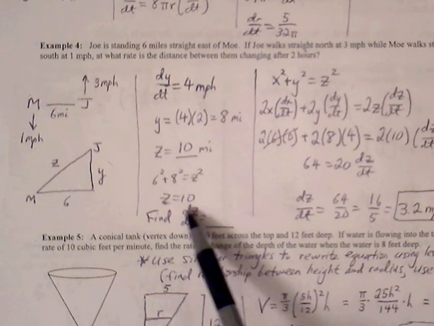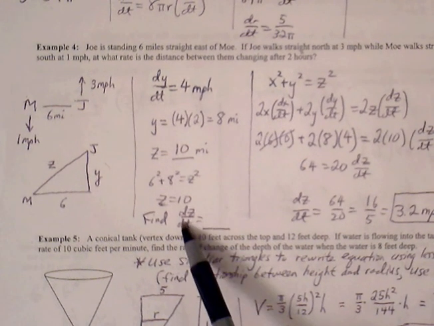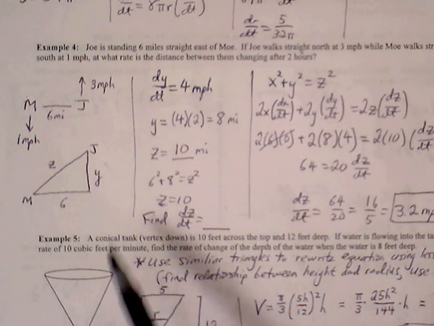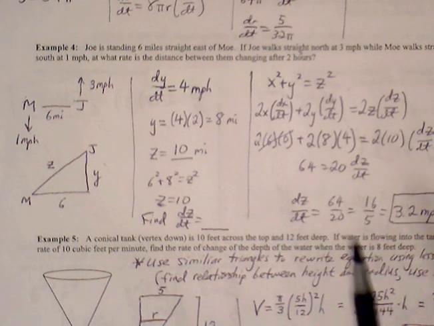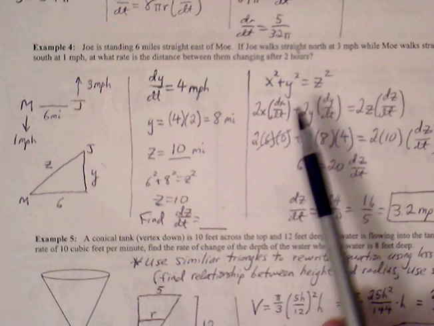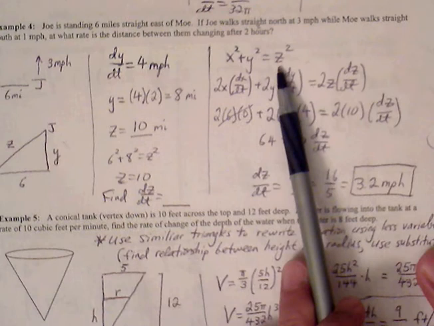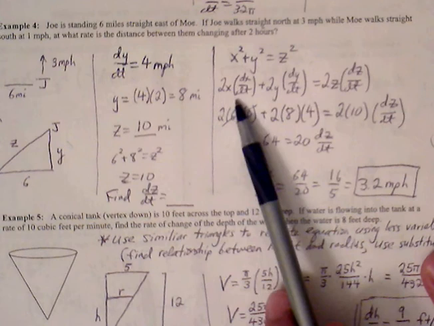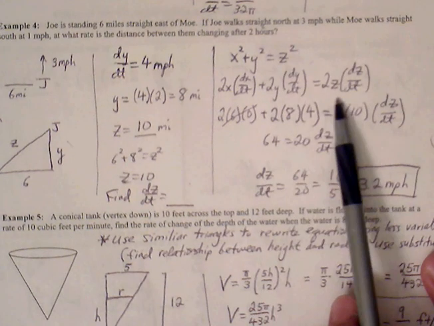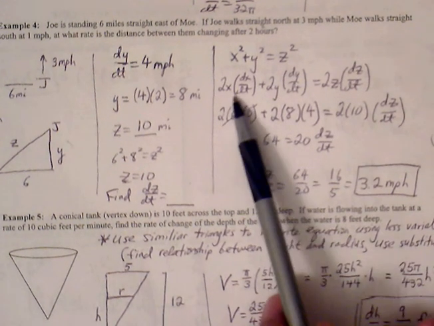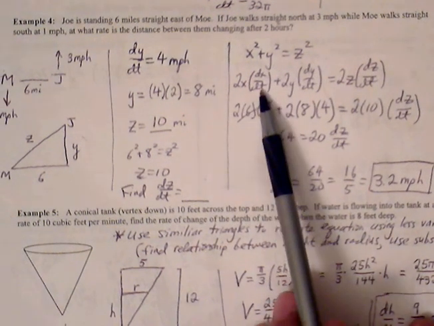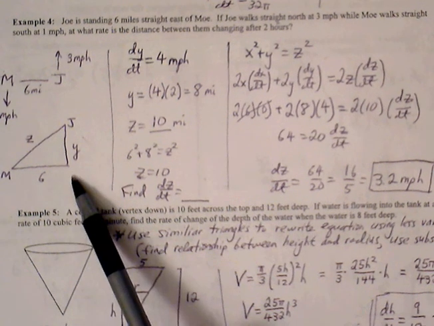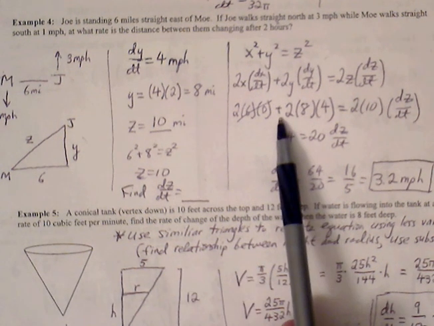Okay. And so now we're trying to find dz dt, because dz dt is the rate of change of the distance between Joe and Mo. Okay. So we have a right triangle. We're going to use the Pythagorean theorem to relate the 3 variables. So x squared plus y squared equals z squared. We find the derivative: 2x dx dt, plus 2y dy dt, equals 2z dz dt. And first, we know dx dt is going to be 0 because this horizontal distance is never changing between them. So that's 0.